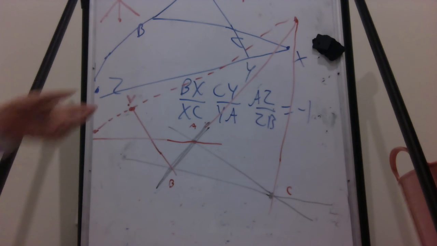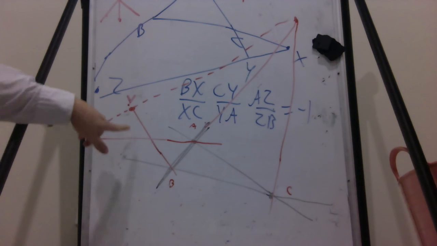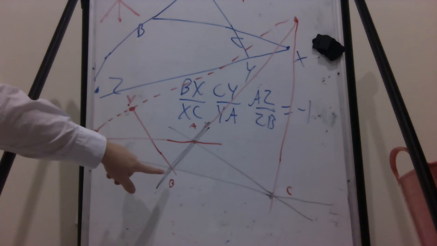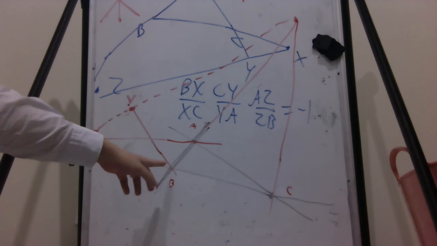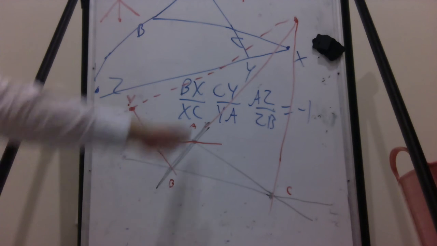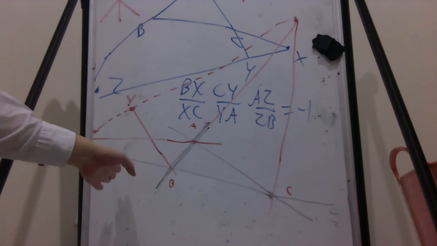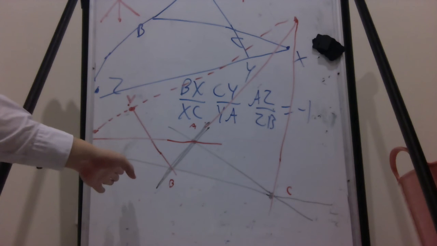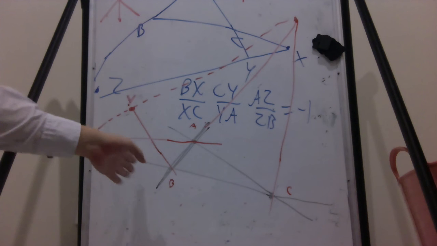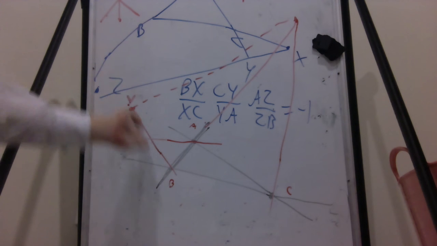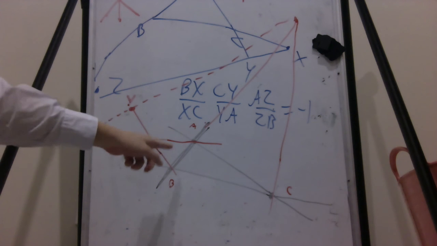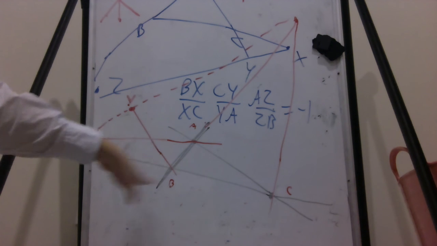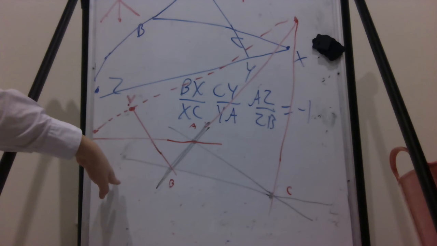If you look at Y, Y comes from the external angle bisector at B. Does that make sense? So that means it's equidistant from the sides AB and BC. BY is the bisector of angle B, so it means it's equidistant from AB and CB.